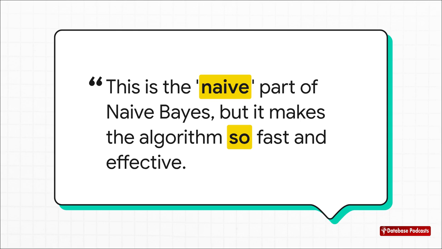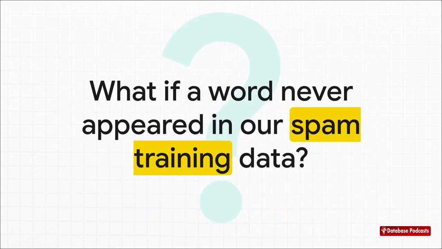By making the problem simpler, it becomes incredibly fast, it doesn't need a mountain of training data, and it's surprisingly effective. It's the perfect example of a good enough model being way more useful than a perfect one that's too slow to actually run.